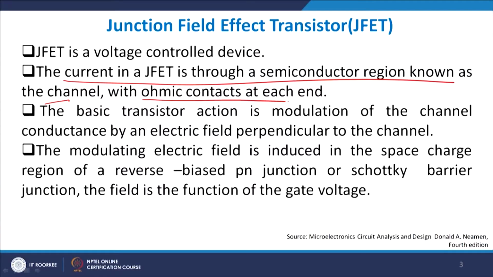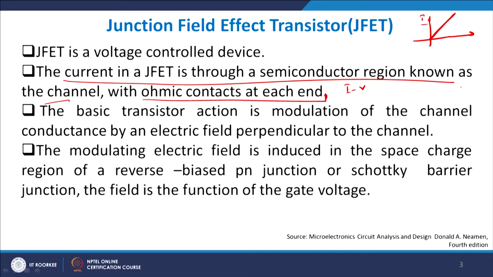So the current in the JFET is through a semiconductor region known as the channel, with ohmic contacts at each end. Ohmic contacts means contacts which follow a linear current versus voltage graph. So this is basically Ohm's law, I versus V. Any contact in which I versus V is a linear graph is basically my ohmic contact.